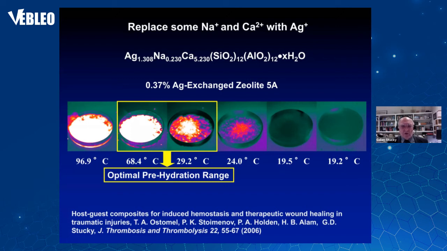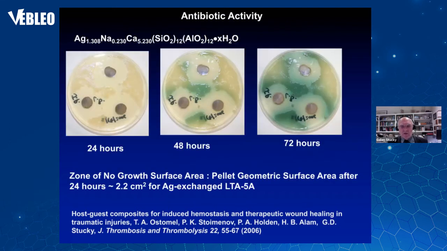Well, I shouldn't say all of them, we explored many of them, but basically you could replace some of the sodium and calcium ions that are balancing the charge in the nanostructured zeolite with silver. And if you put just a very small amount, 0.37% silver exchange, you could actually get a temperature control on that, so you didn't get the burns associated with it. And it had another effect, and that is it was antibiotic. And so we showed that this area of no growth was studied for various harmful bacteria that are infectious, that might cause infection.